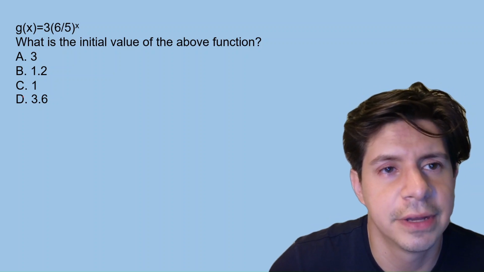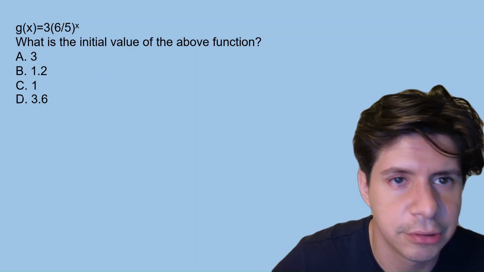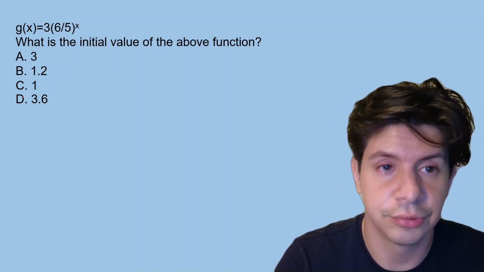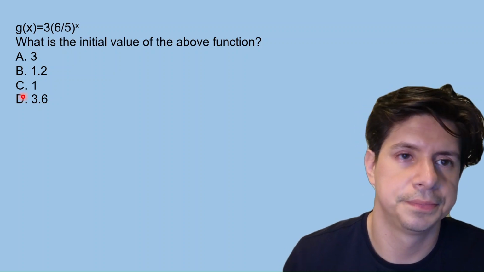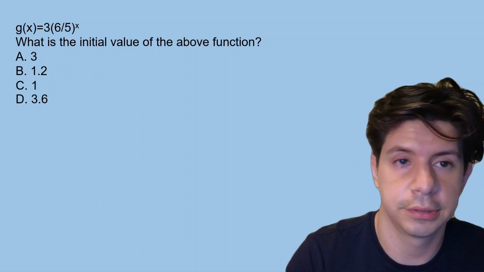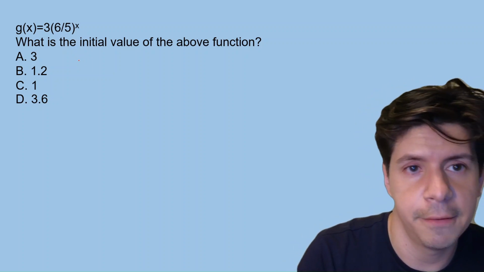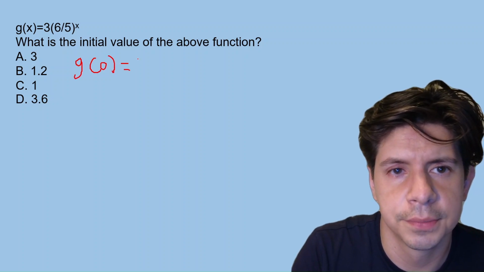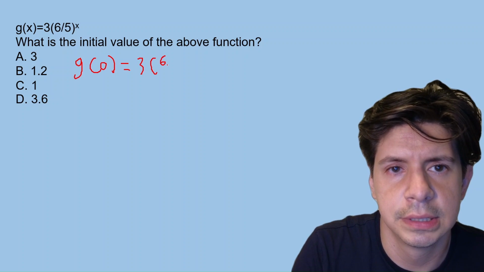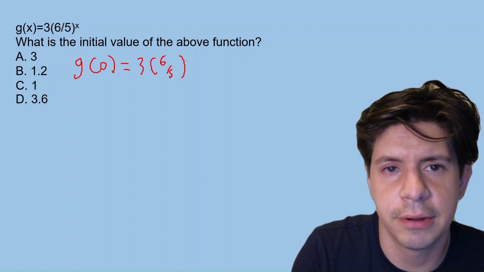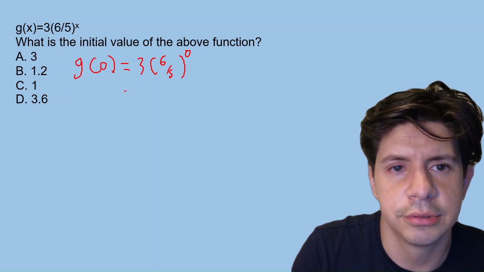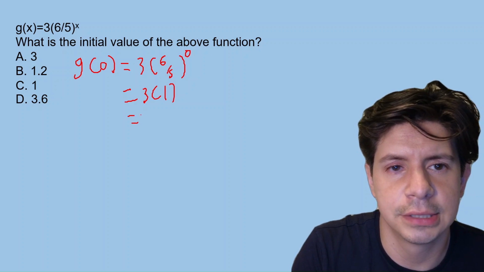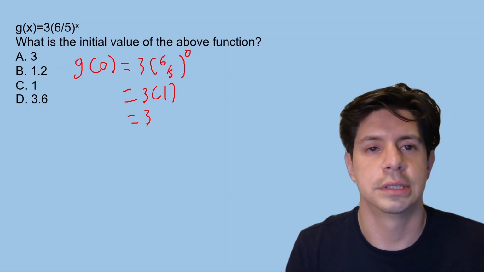g of x equals 3 times 6/5 to the x power. What is the initial value of the above function? When we talk about the initial value, it is usually talking about what it is when x equals 0. So g of 0 equals 3 times 6/5 to the 0 power. Anything to the 0 power becomes 1, so this is 3 times 1, and that just gets us 3, which is A.